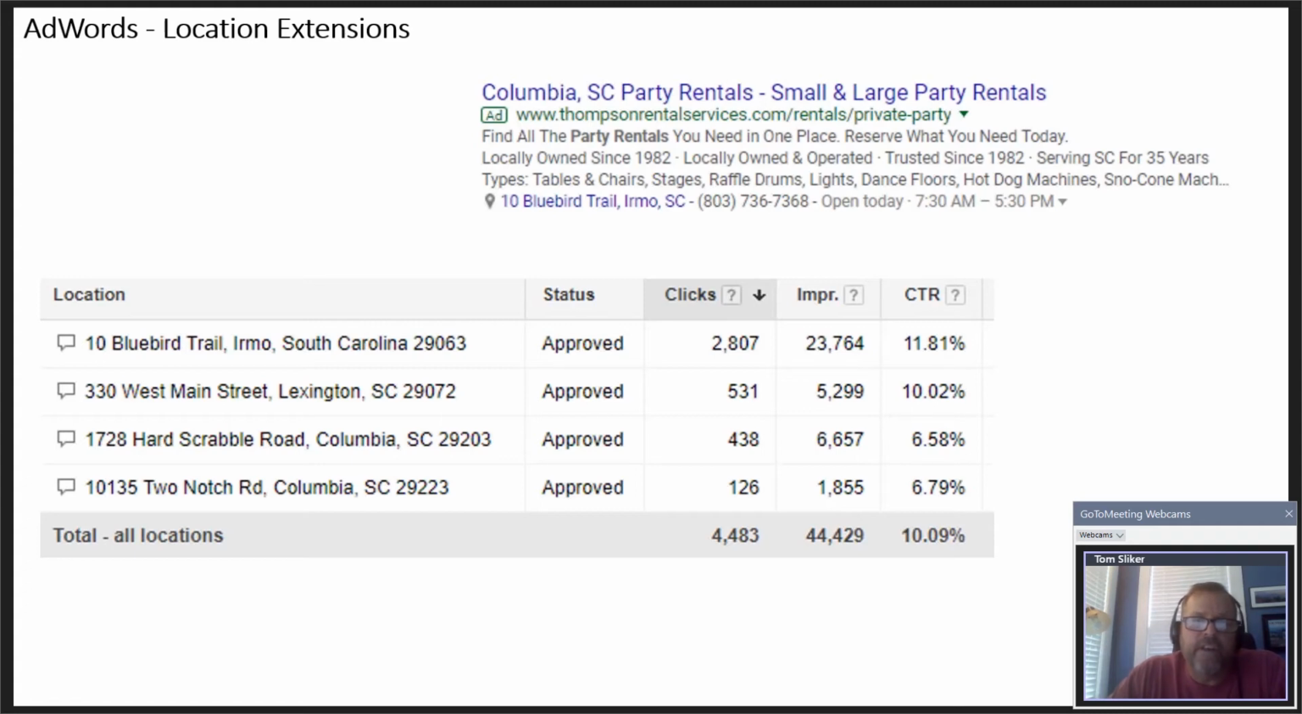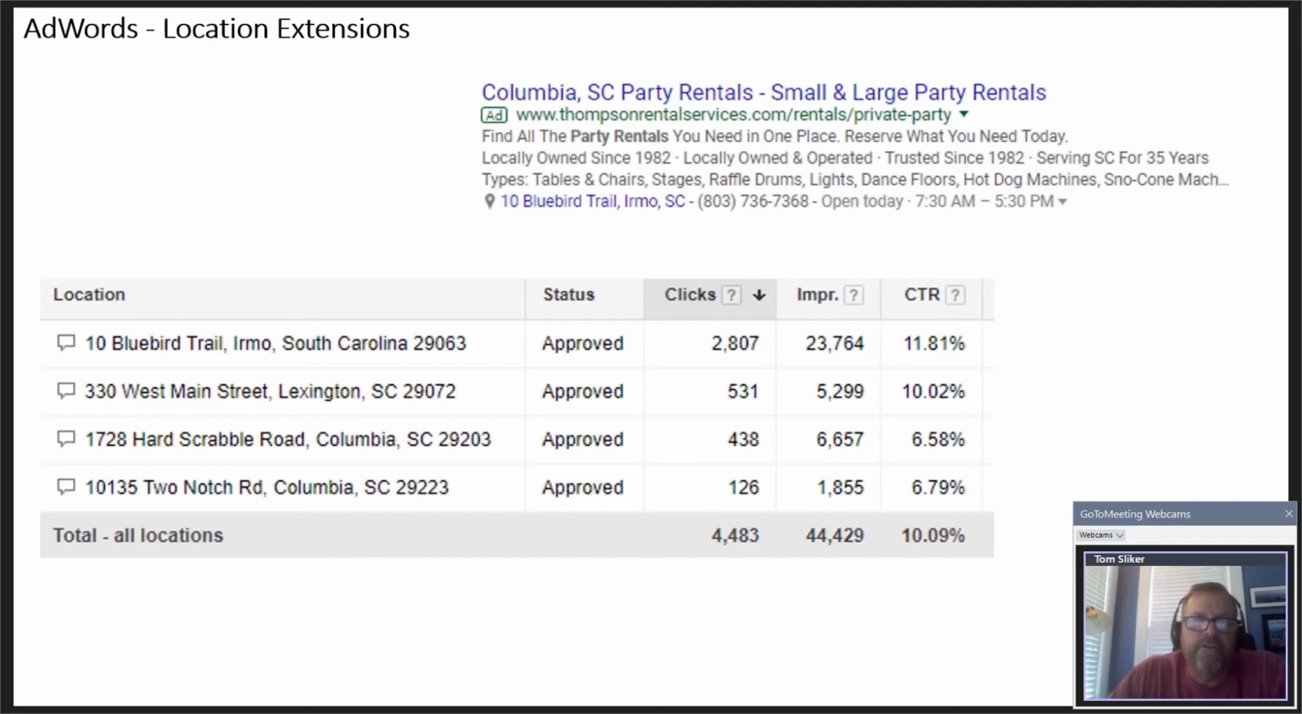Again, this has to be tied to your Google My Business account. So hopefully you set up your Google My Business; we talked about that in an earlier session. You have a My Business listing, and then it will show an actual location here. And this also helps with click-throughs.